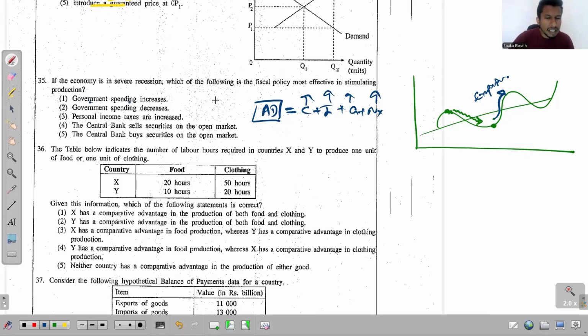Government spending increases. All right. So the government spending increases means in this equation, we have recognized this third component to be the government purchases. So this is going to increase. And when this gets increased, the aggregate demand increases. And when aggregate demand increases, the production increases. When production increases, the level of employment increases. When the level of employment increases, the level of income increases. So that the economy gets expanded.